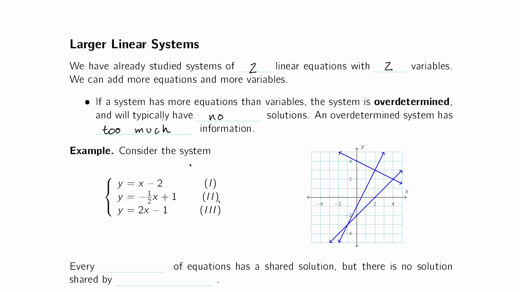To see what I mean by that, consider this system. Here we have three equations and two variables. We're looking at three lines in a plane. So y equals x minus 2, that's this line. y equals negative a half x plus 1, that's this line. And y equals 2x minus 1, that's this line.